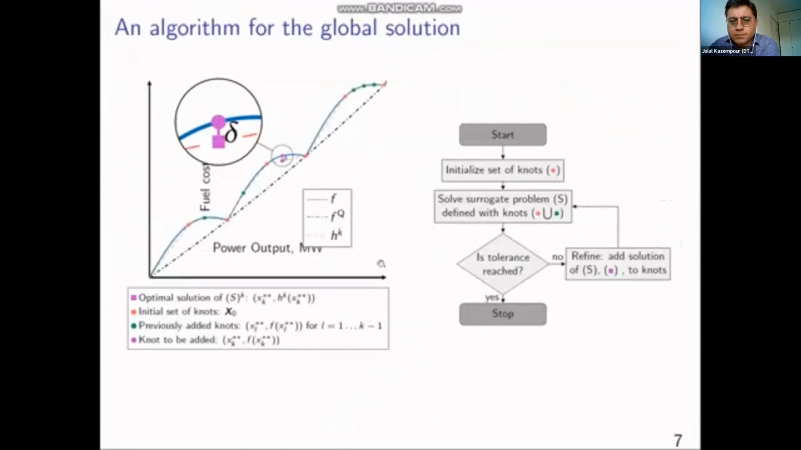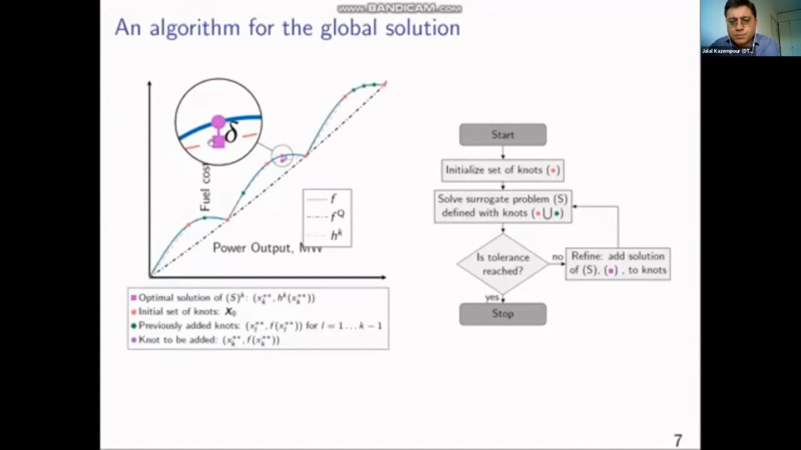So what's our algorithm? The idea is the following. We start and we initialize a set of nodes. Then we solve the surrogate problem, so the problem defined with the surrogate objective function H. And then we check the tolerance. Basically here, I find this solution, the purple square, but this solution is feasible for the main problem, so I can compute the real objective and then find the gap between both. This gap, I call it delta. If the gap is small enough, then I can terminate the algorithm. But if the gap is too large, I want to iterate.